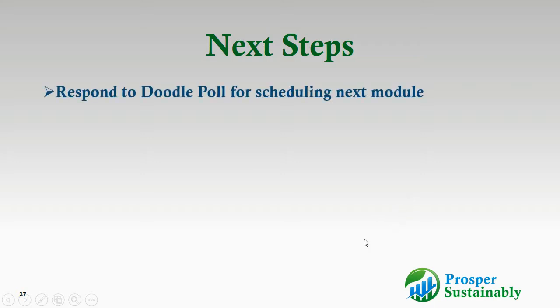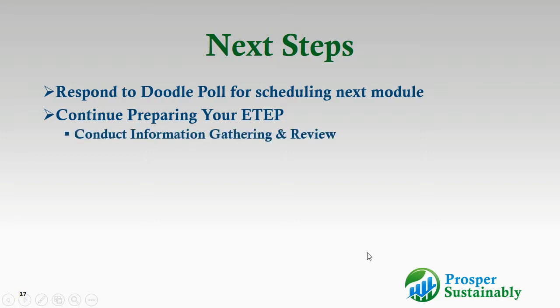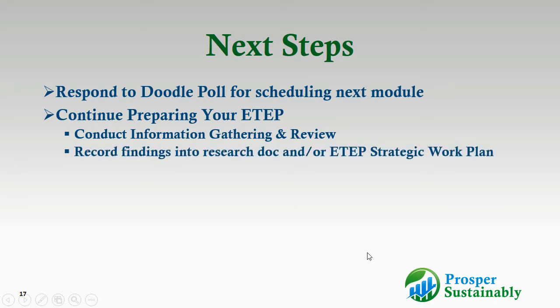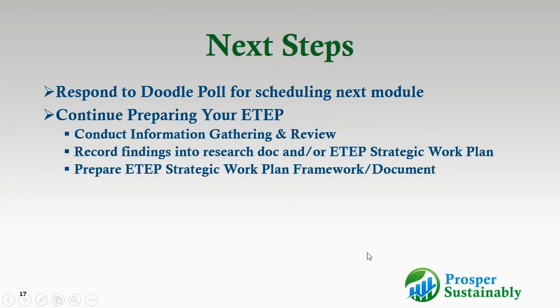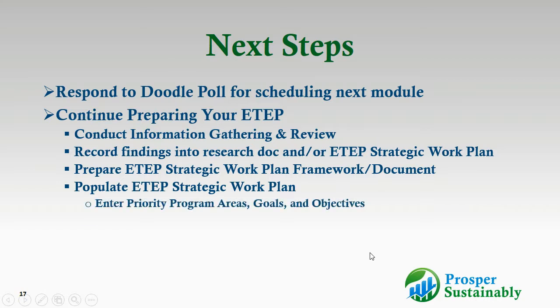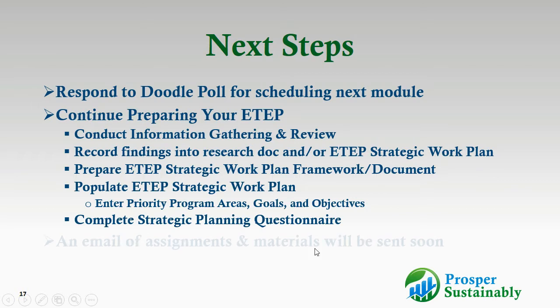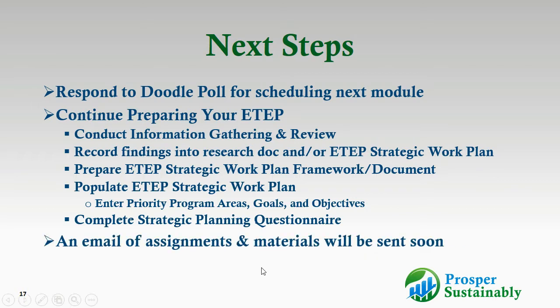Okay, so next steps: you will have a Doodle poll. Continue preparing your ETEP if you're still working on it. That's the information review, recording your findings, and actually preparing the framework document, your strategic work plan. The strategic planning questionnaire that I submitted to you through SurveyMonkey is still available to you to do. And then I will send a follow-up email soon.